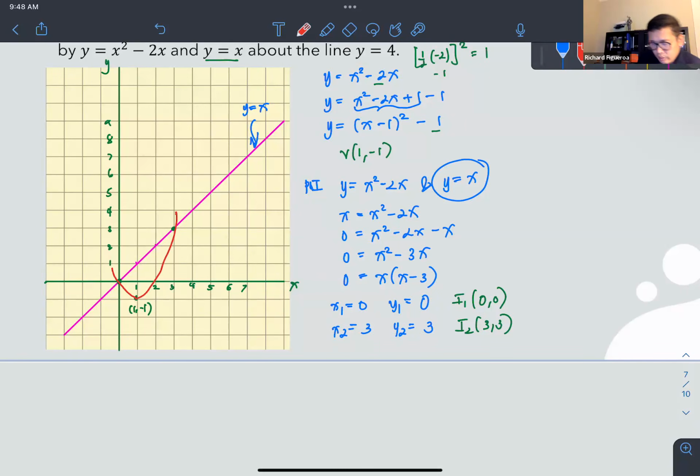And this one is y is equals to x squared minus 2x. That's all that was given. Our axis of rotation is y is equals to 4. This one. So this is where it will rotate. Y is equals to 4.